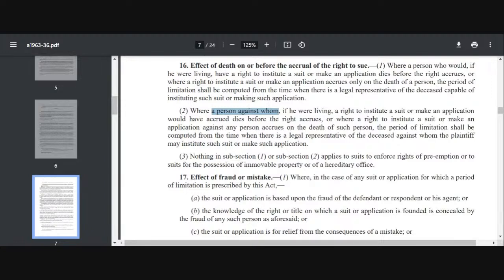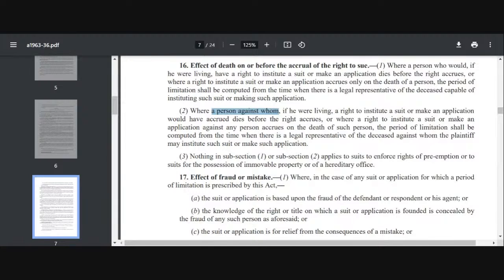if a person would have been living and would have had a right to institute a suit or make an application, but he dies before that right accrues, so he would have got this right if he had been living, but he died before the right accrued, or if a right to institute a suit or make an application accrues only on the death of a person, then the period of limitation shall be computed from the time when there is a legal representative of the deceased capable of instituting such suit or making such application. And the same thing is in clause 2 also, but for the defendant, right?